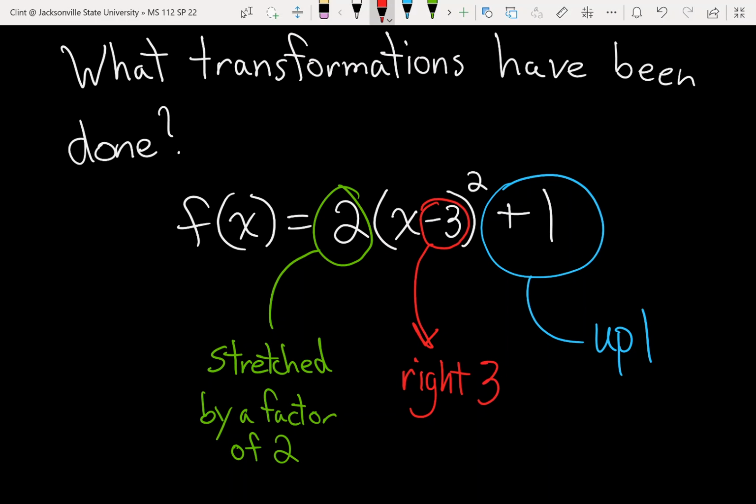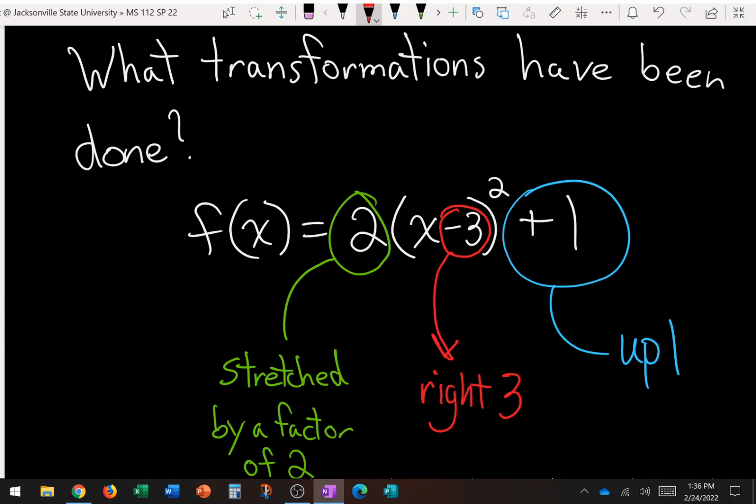Okay. And that one, we just started with a parabola. Moved it up 1, to the right 3, and then it got stretched by a factor of 2. Okay. Questions on those? Nobody? Okay. So that's the end of this section. I got one other thing for us to do today.